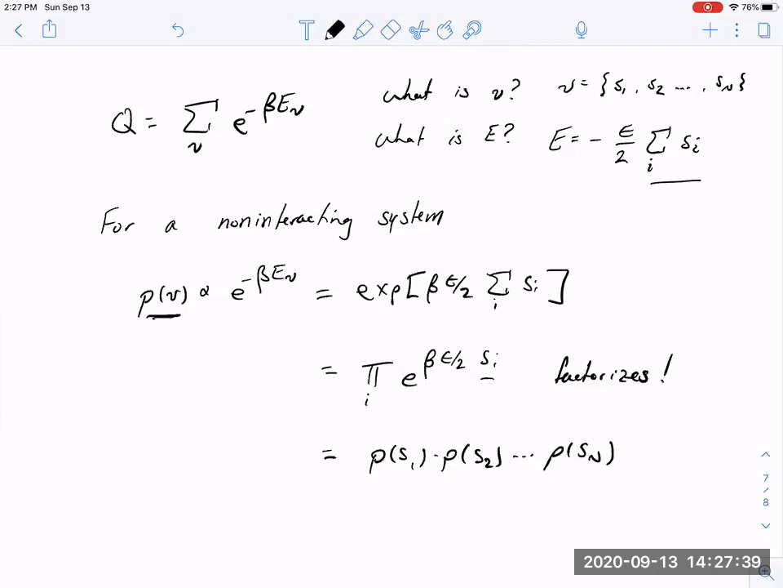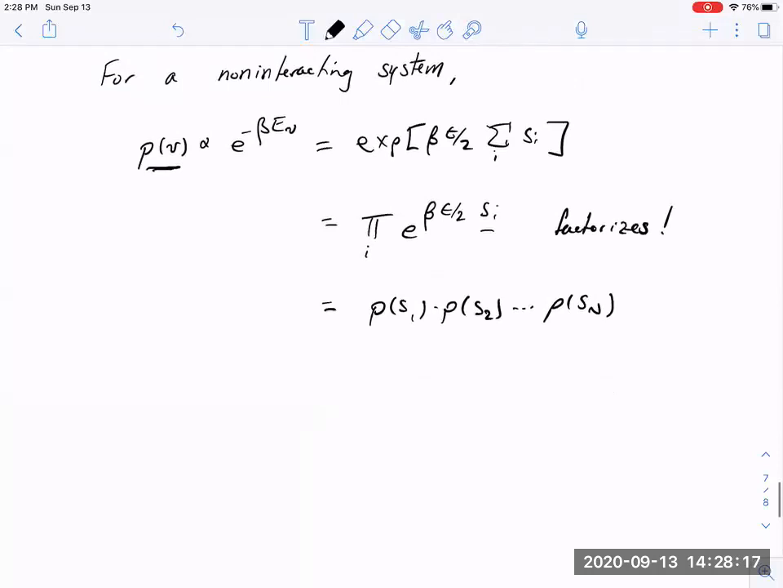This means that this problem of spins on a lattice at some finite temperature is really no different from the problem of flipping coins. I implicitly assume that every time I flip a coin, whether it's heads or tails is independent of the coin flip before it. So the probability of seeing a specific sequence of heads or tails is just given by a factorization, a product of probabilities of each individual outcome. So that's what we've just found here.